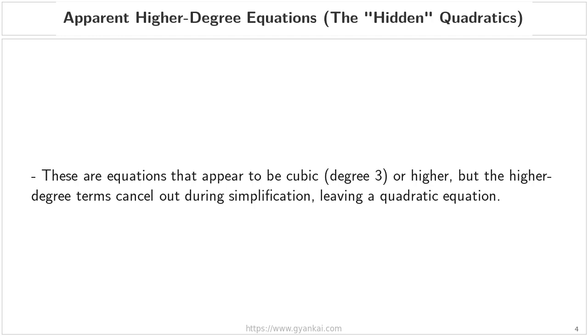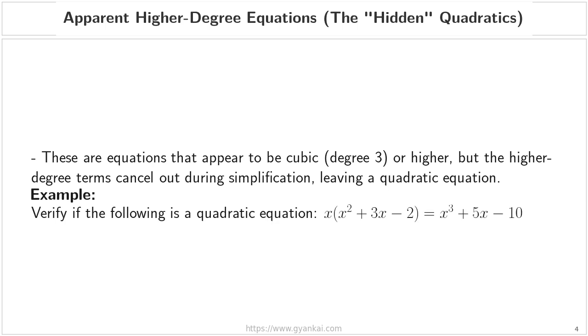However, as we apply the systematic verification process we learned in slide 2, the higher degree terms actually cancel each other out, leaving us with a perfectly valid quadratic equation. Let's work through a concrete example together to see this in action. I want you to verify if the following equation is quadratic. x multiplied by the quantity x squared plus 3x minus 2 equals x cubed plus 5x minus 10.